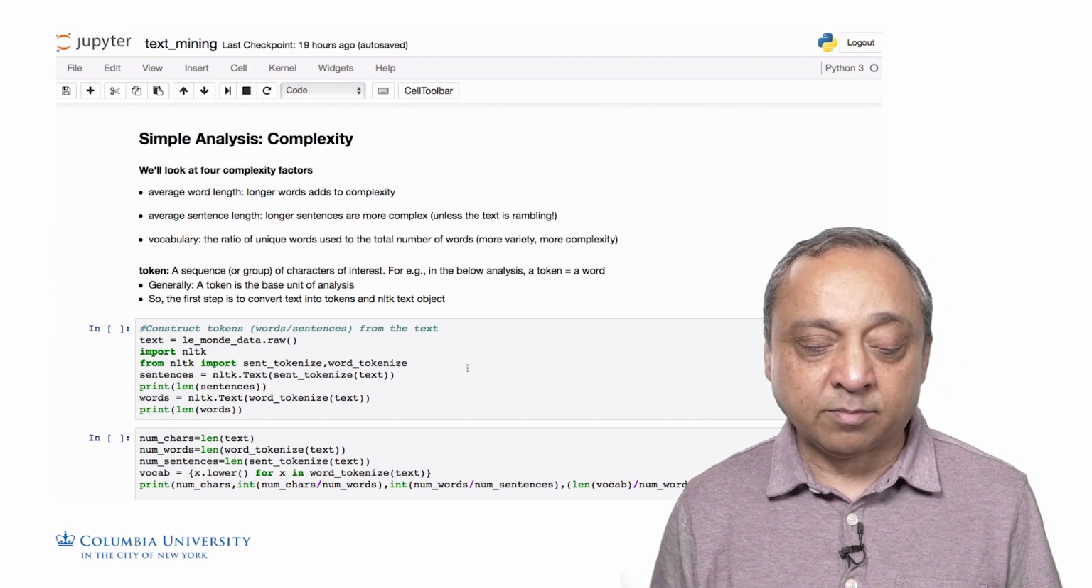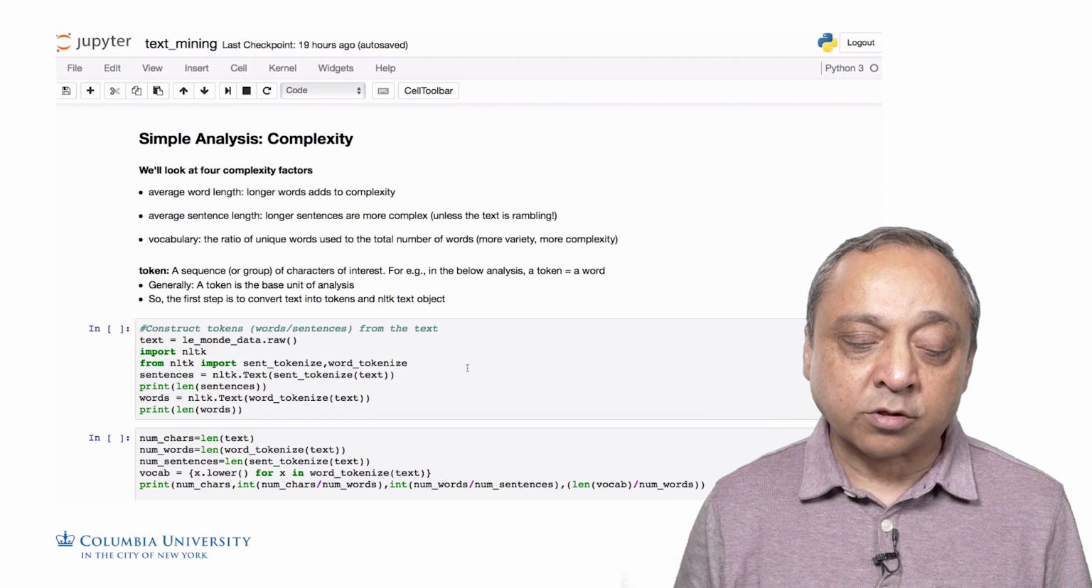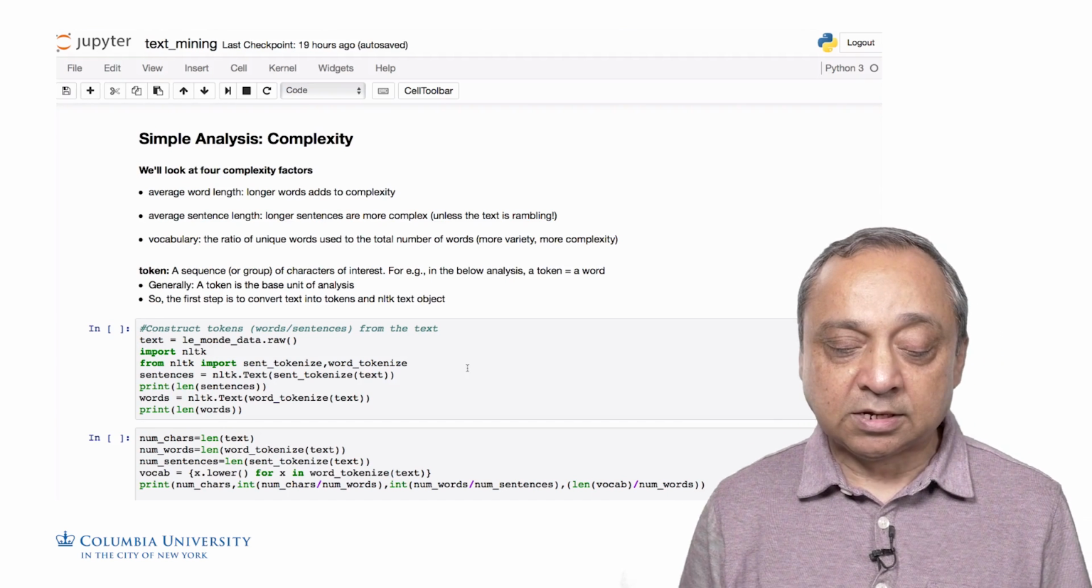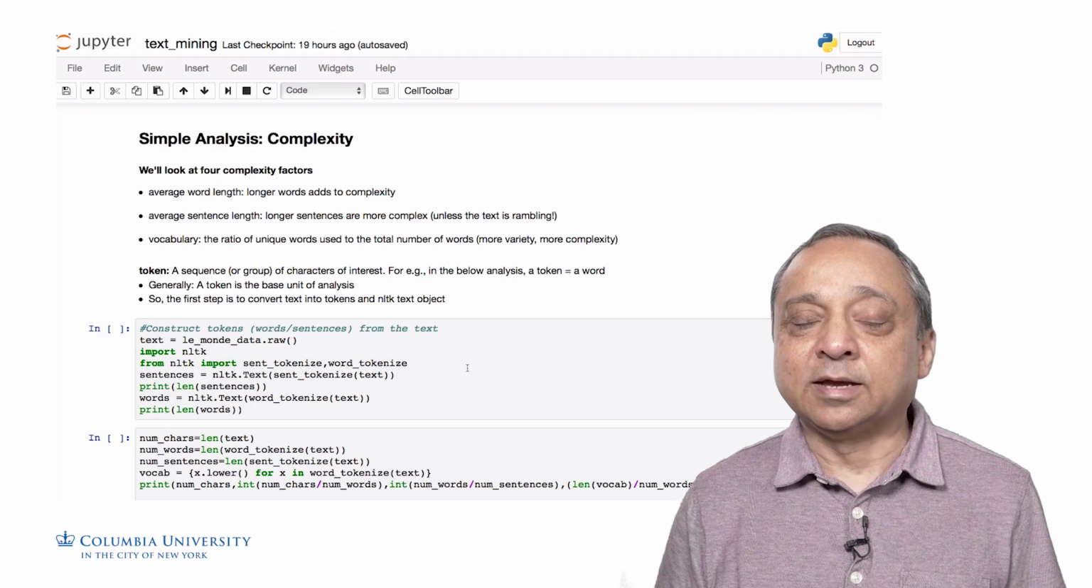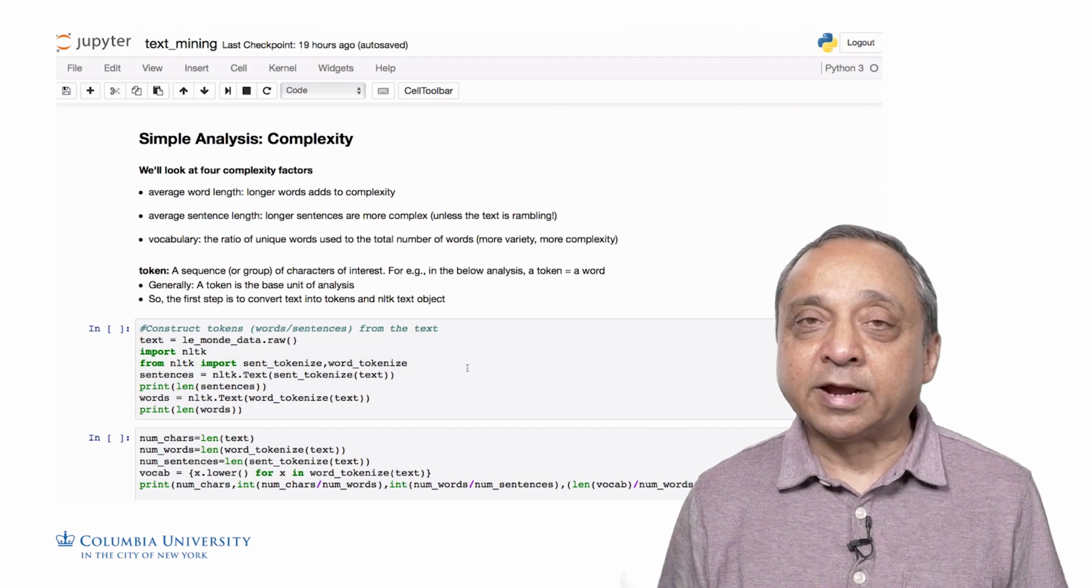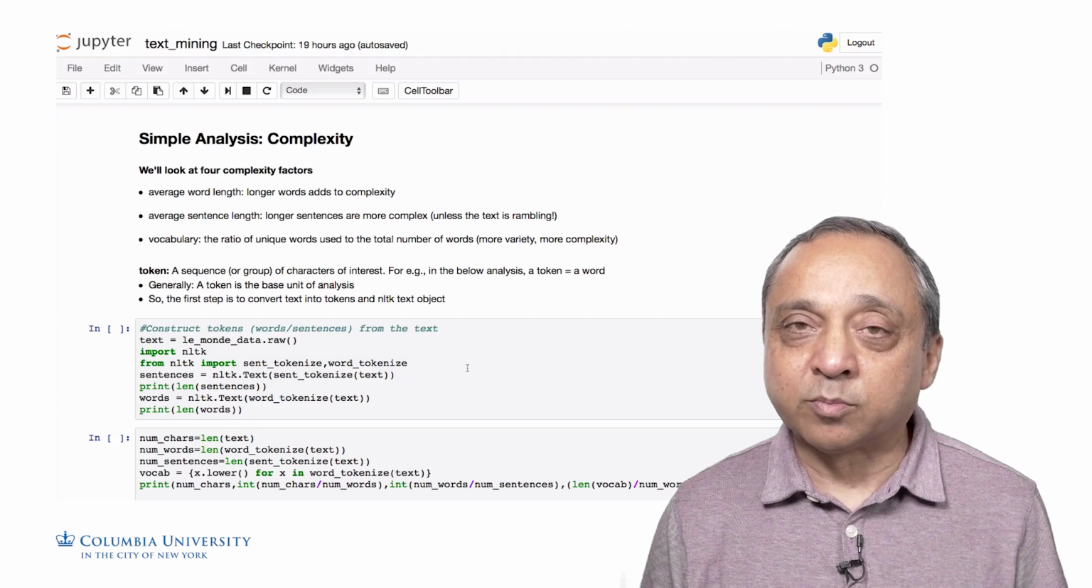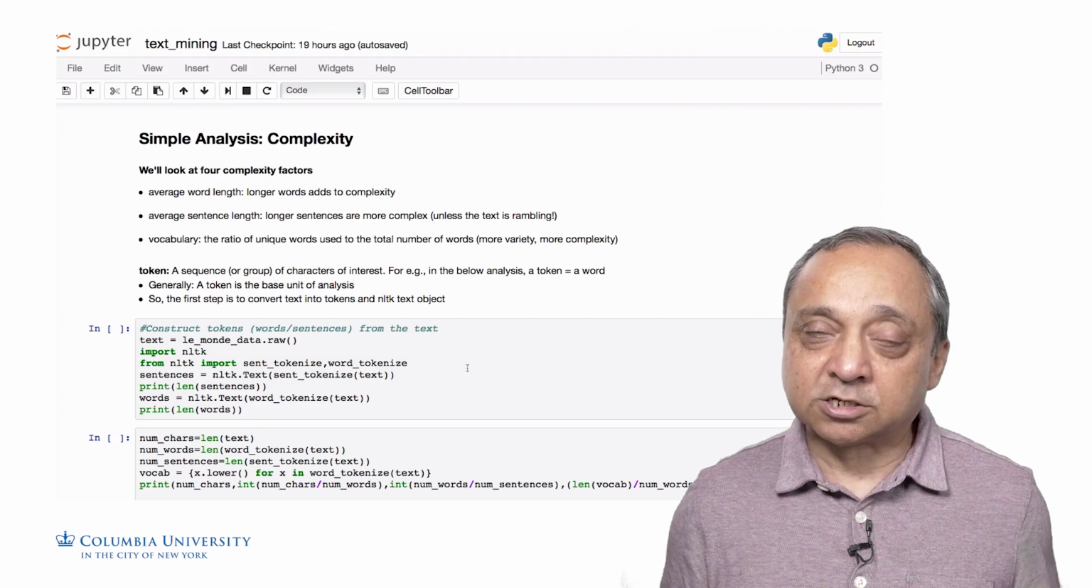For this, it's a little bit iffy, but you can look at the ratio of unique words used to the total number of words in the document. And this is a little bit iffy because obviously as the document gets longer, the variety in the words is going to be lower in proportion. I mean, there are only so many words in the English language after all.